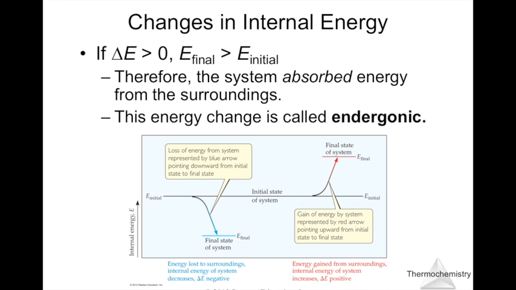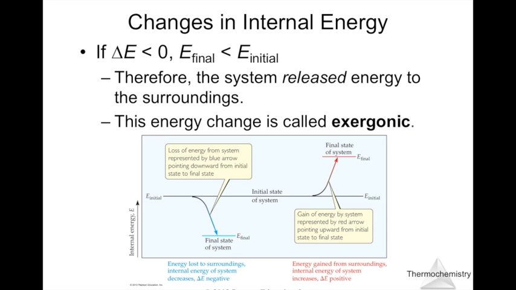And so if you have a positive delta E, that means that the system absorbed energy from the surroundings, and we call that an endergonic reaction. So you've heard of endothermic before, like heat going in. The same thing. This is energy being absorbed from the surroundings. And then conversely, if it's less than 0, so if you have a negative delta E, the system has released energy to the surroundings, and that's called exergonic, so very similar.